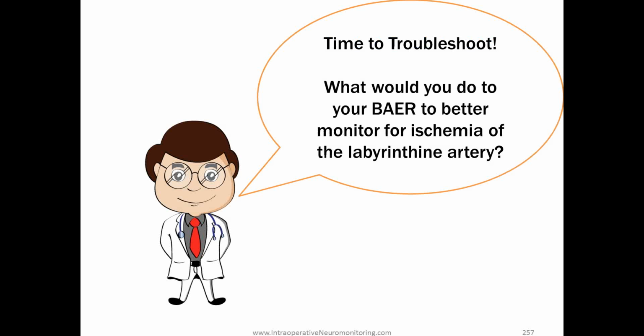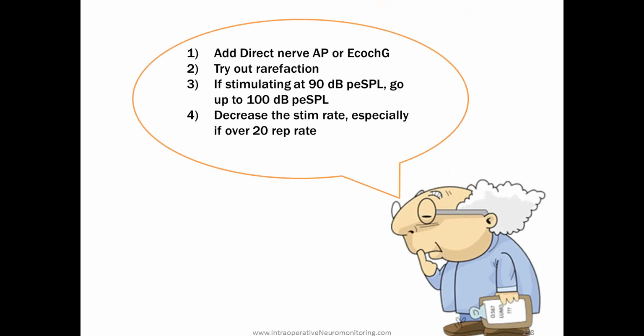What would you do to a BAER to better monitor for ischemia of the labyrinthine artery? Our answer here says add direct nerve action potentials, or ECOG, which is good to put on a test, but realistically that's not happening in the OR that much anymore. You could try out rarefaction, to try to get a larger wave 1. If stimulating at 90 decibels, you can crank it up to 100, or you could decrease the stim rate, especially if you're over 20 rep rates.